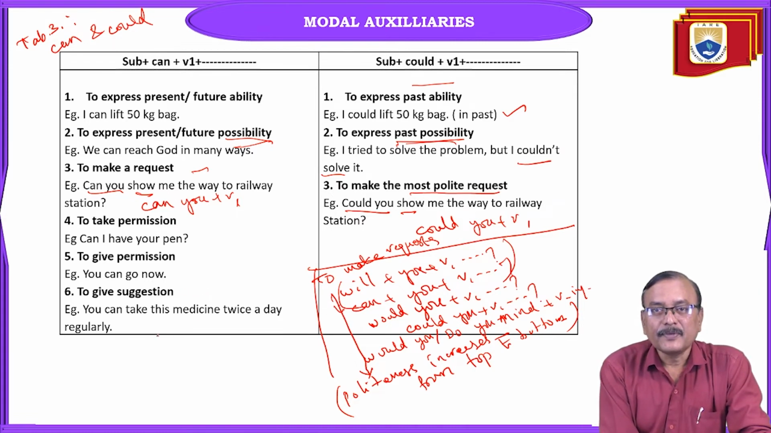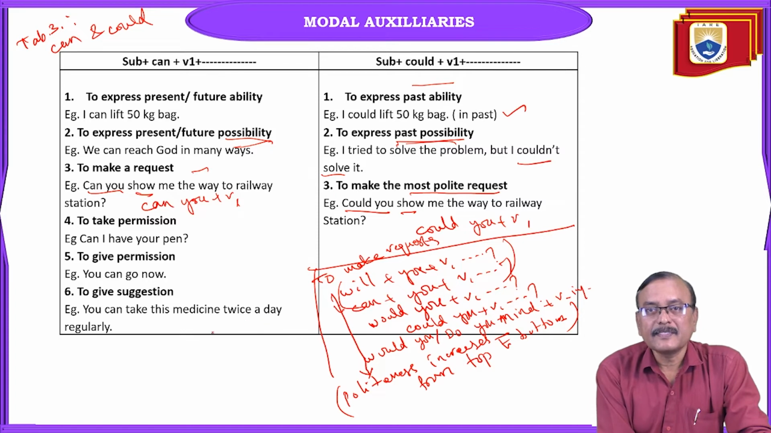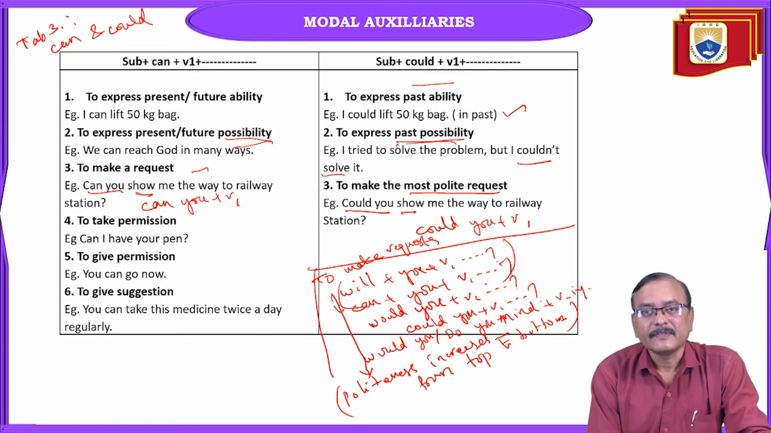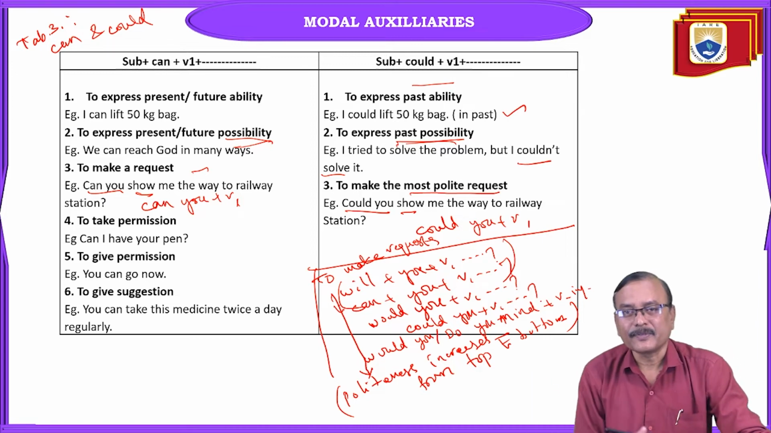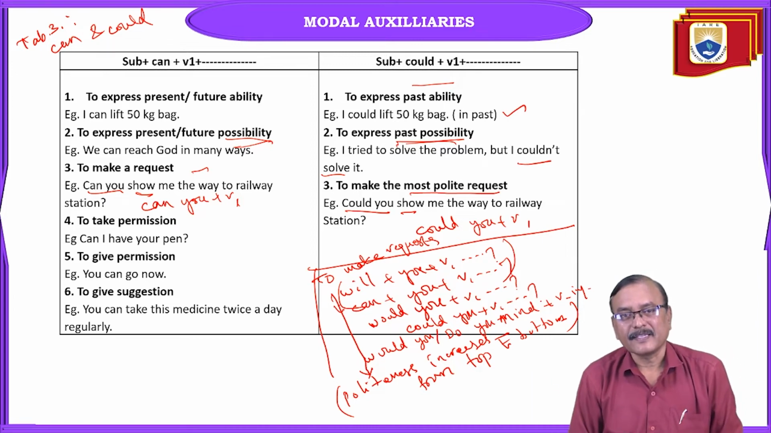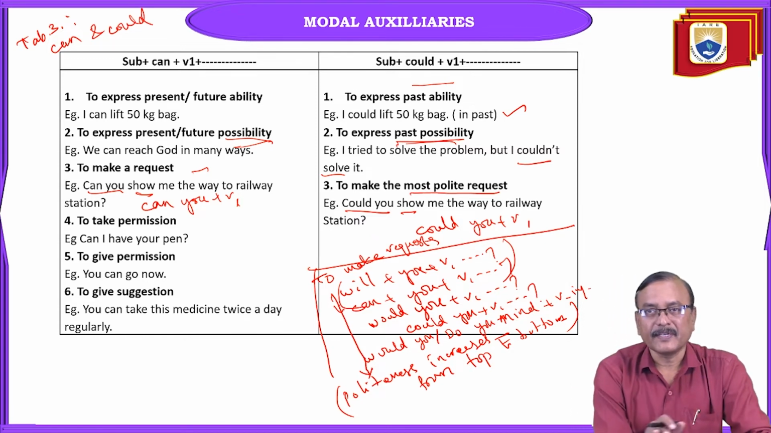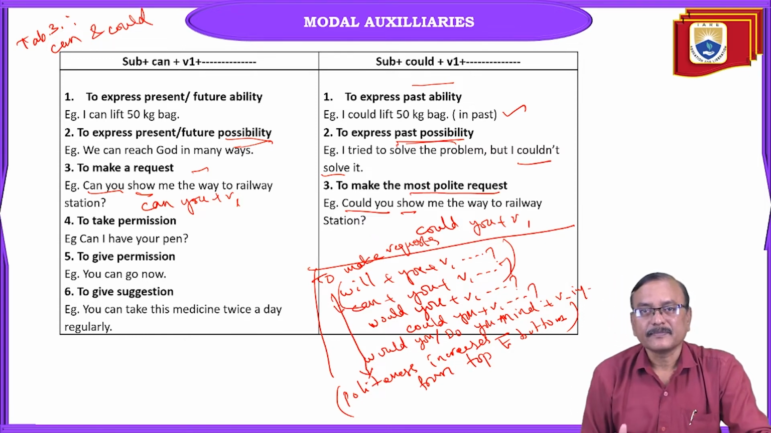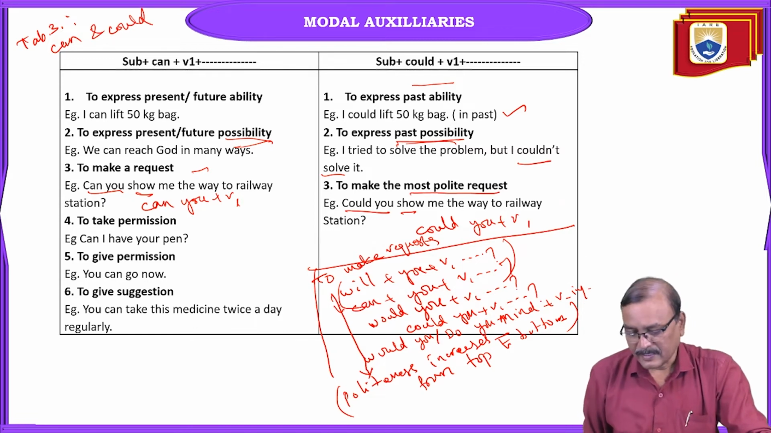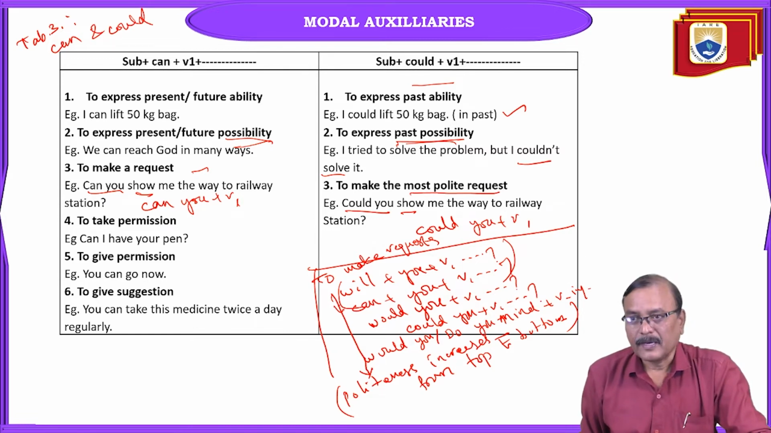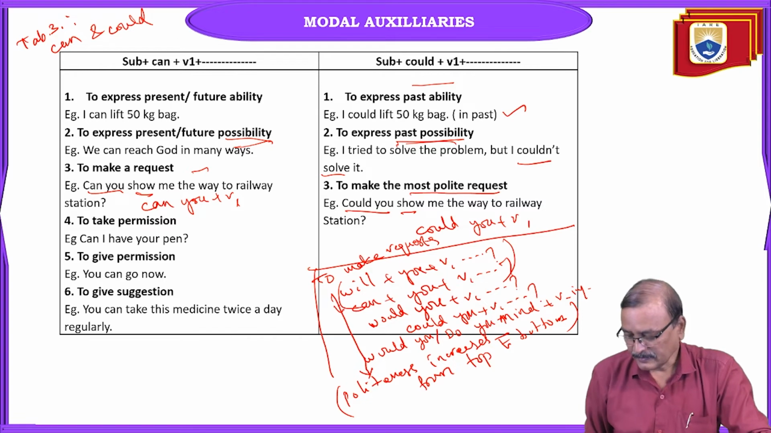To give suggestion. You can take this medicine twice a day regularly. Okay. To give a suggestion. You can write that course. You can write that exam. That is a suggestion. Right? You can apply for this job. That is a suggestion. Right? So now see the comparison between can and could. Okay? Right. Now let us move to the next one.